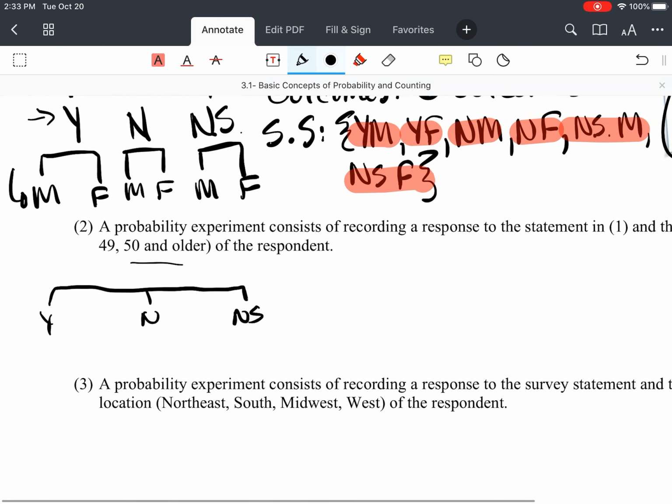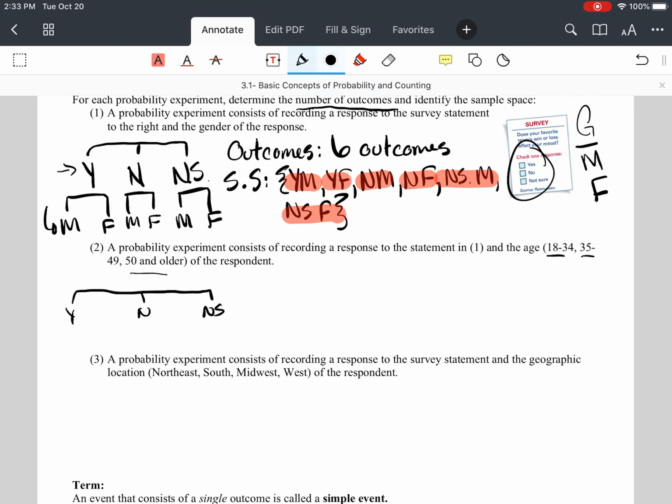Just to save on some time, I'm going to label this one over here as 1, this one as 2, and this one as 3. So if we said yes, well, we could have been in age range 1, 2, or 3. No, they could have done 1, 2, or 3, and then not sure, they could have said 1, 2, or 3, or they could have been in those age ranges.